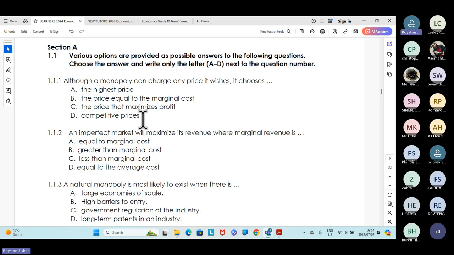Right. So the highest price, remember, they are already the only producer of that particular product. So therefore, they can charge any price. So in terms of highest price, they're already charging the highest price, I would say. B, the price equal to the marginal cost. No, it's not. And in competitive prices, no, it's not, because they're the only people in the market. So therefore, the answer is C. So well done to those schools that have C correct, that I've mentioned previously. Just want to highlight it here for you so that you can also know that that is the correct answer.